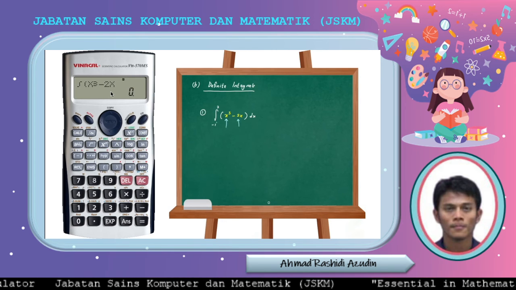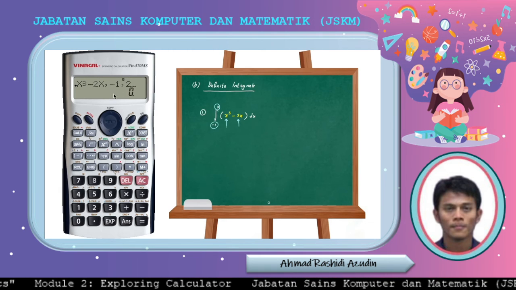to include the lower limits and also the upper limits of the integration. To do that, we press this comma button followed by the value -1 and then press comma. Next, press the value 2. We need to press the lower limits first and then followed by the upper limits. After that, we press this close bracket button.